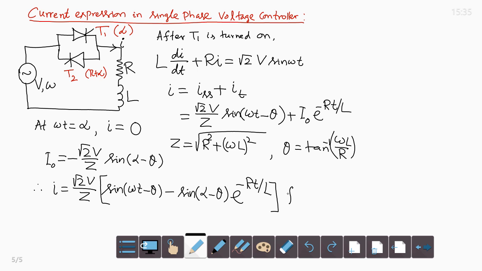For omega t varying from alpha to beta, where I equals 0 otherwise. Current starts from omega t equal to alpha and it continues up to angle beta when current comes to 0. If current does not come to 0, it will continue up to pi plus alpha. This expression is also applicable to alpha to pi plus alpha.